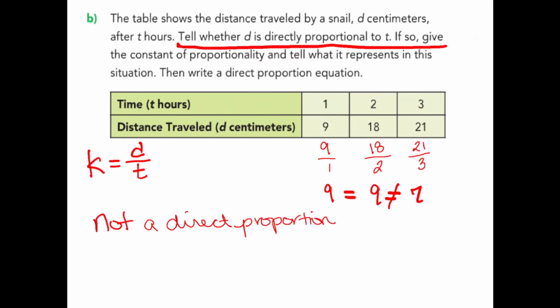If we find that something is not a direct proportion, we don't have to go any farther. There's no constant of proportionality. There's no number that it's multiplied by every time. And that means then there's no equation either. So if we find that it's not a direct proportion, all we have to say is not a direct proportion and move on.